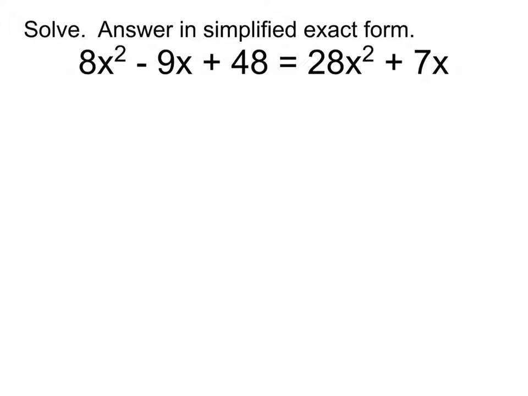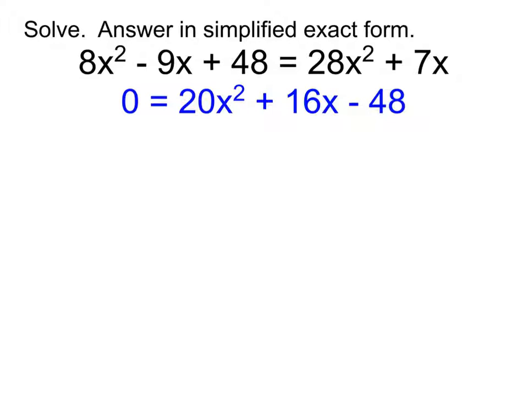And so this problem is following up on the heels of the work we did yesterday, where we saw the very first thing we want to do is move everything to the same side of the equation. And when we do that, what I'm looking to do is keep my x squared term positive. And I can do that by moving everything to the right side in this particular case. So I would subtract the 8x squared, add the 9x, and subtract the 48 from both sides. When you do that, you should have 0 equals 20x squared plus 16x minus 48. And then we're looking to solve it from there.